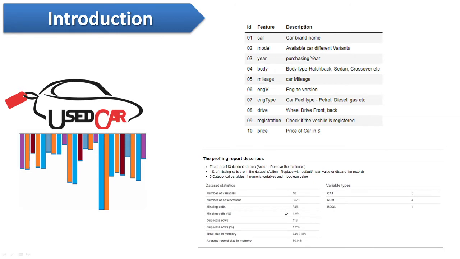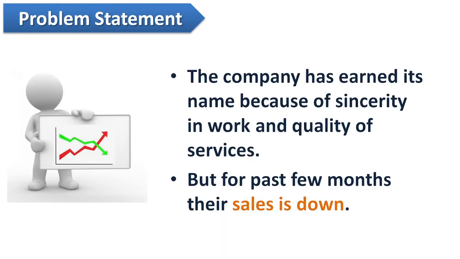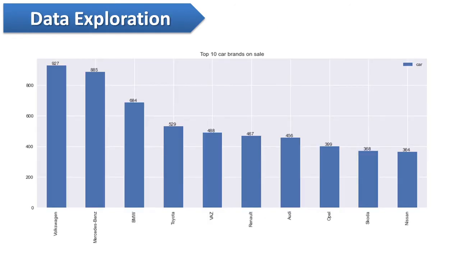For instance, here we can see that there are 113 duplicate records. There are 945 cells with missing values. So it is our responsibility as an analyst to figure it out and fix that data. Apart from that, this particular data set has five categorical values, four numerical values and one boolean value. So let's get started with the data exploration.